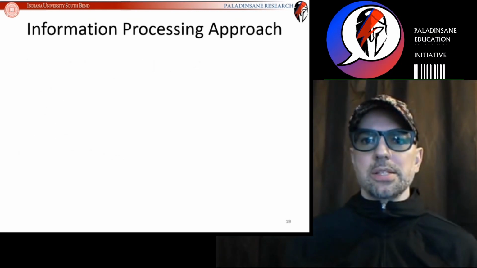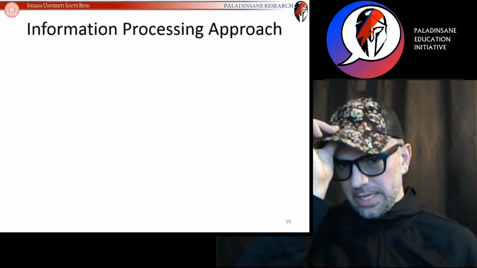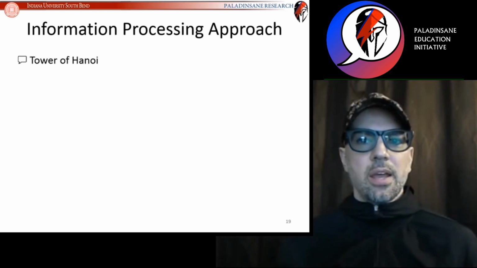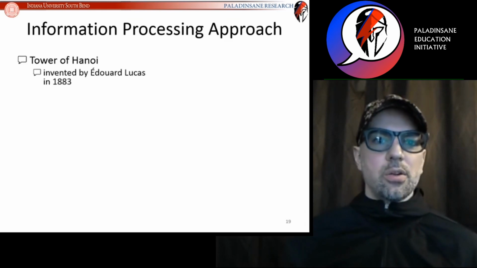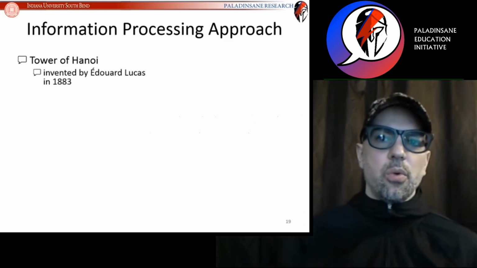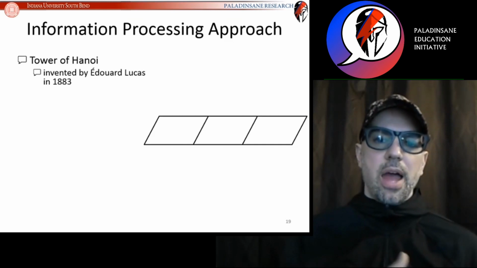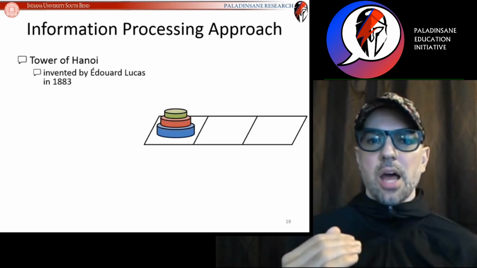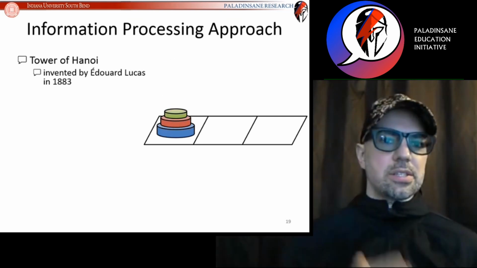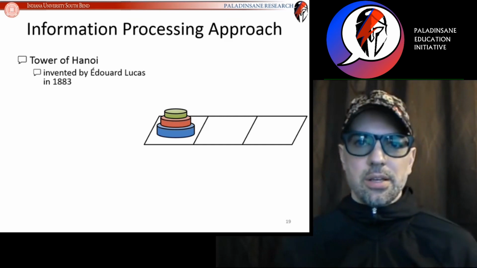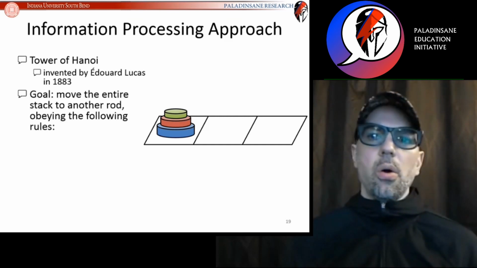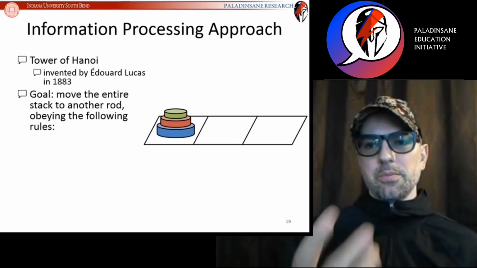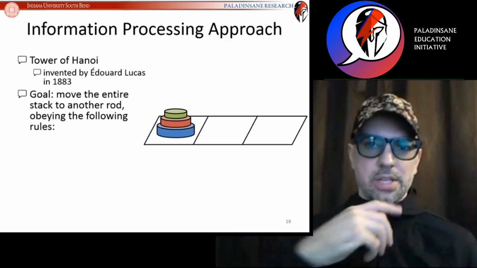All right, so the information processing approach, we're going to illustrate this by taking a look at a very classic problem known as the Tower of Hanoi. This was invented by Edward Lucas in 1883. It's a problem where you have 3 locations and you have discs stacked on top of each other. And the number of discs can vary. We're going to start with the 3-disc version. And the goal is to move the entire stack to another rod. Typically, this is with wooden cutouts and rods that you put the discs on.